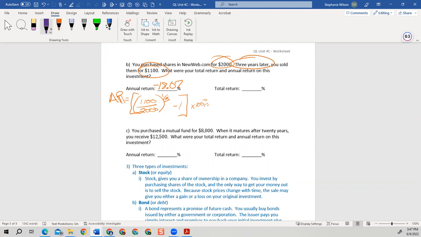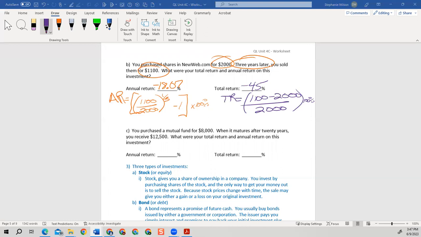All right. Now let's solve for the total return. So we got the 1,100 minus 2,000 divided by 2,000, all times that 100%. Negative 45%. Negative's not good. Not if it's an investment that you're trying to gain from.